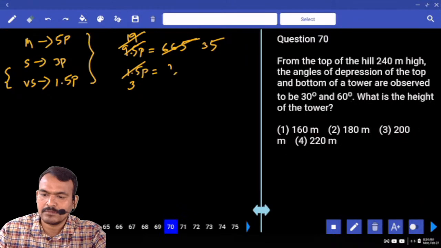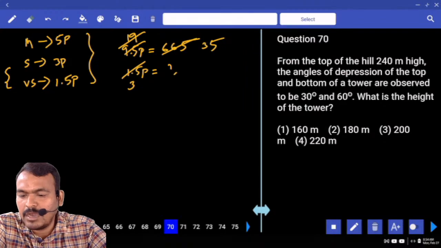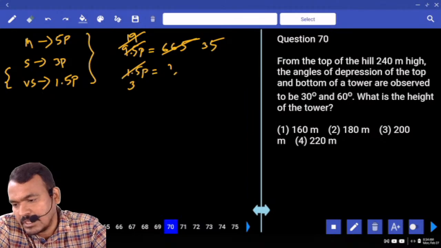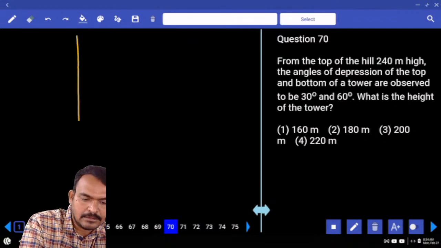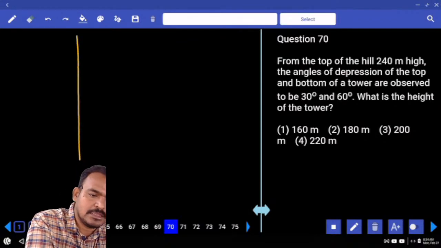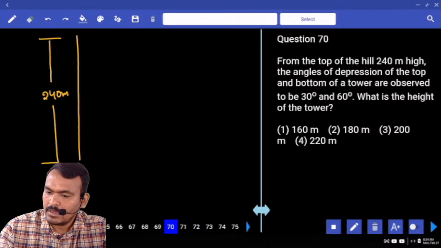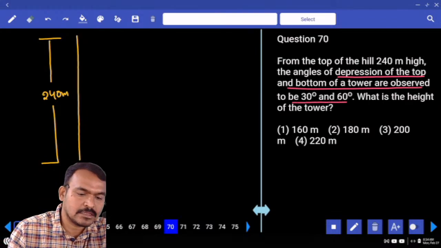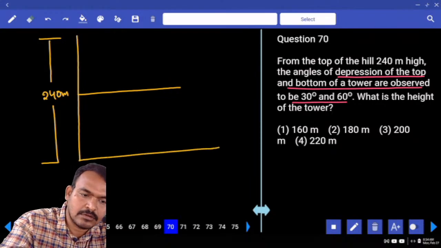Next, question number 60. From the top of a hill 240 meters high, the angles of depression of the top and bottom of a tower are observed to be 30 degrees and 60 degrees. What is the height of the tower? From the top of a hill, this height is 240 meters. The angles of depression of the top and bottom of the tower are 30 and 60 degrees.